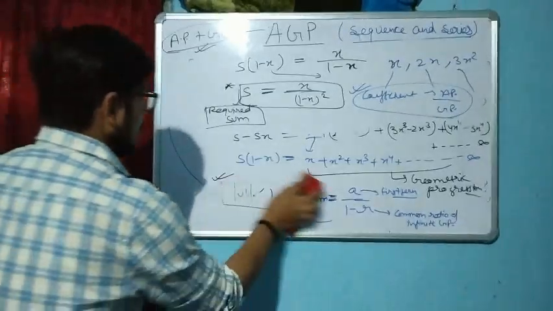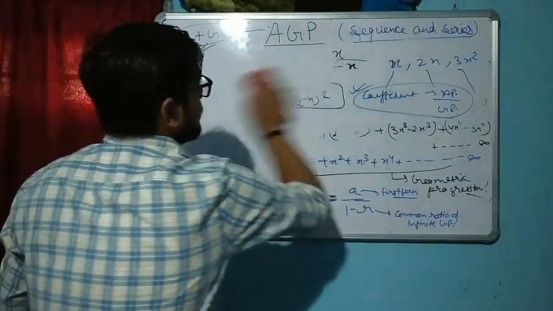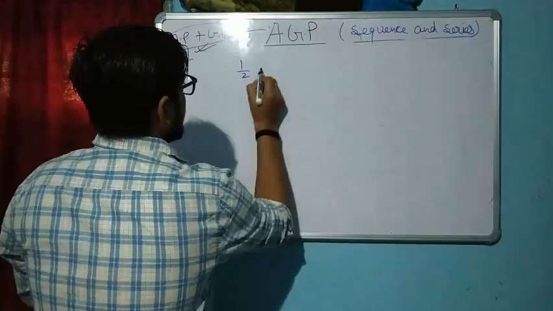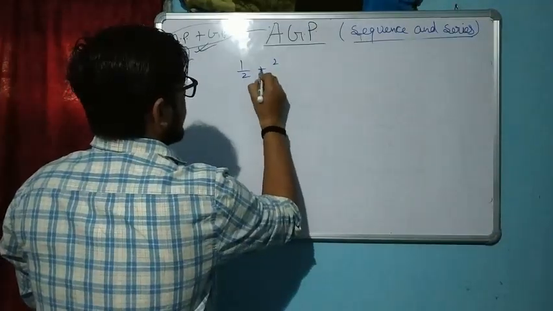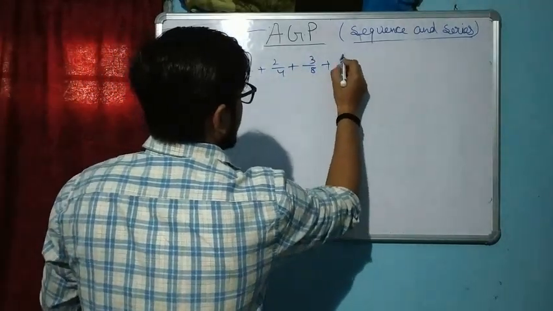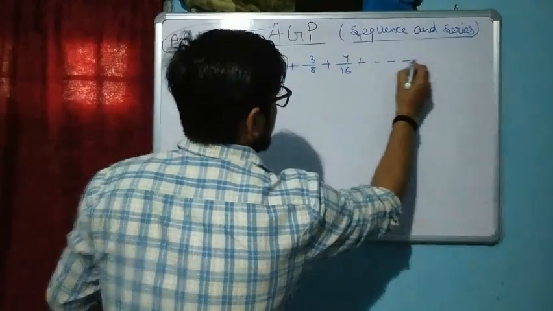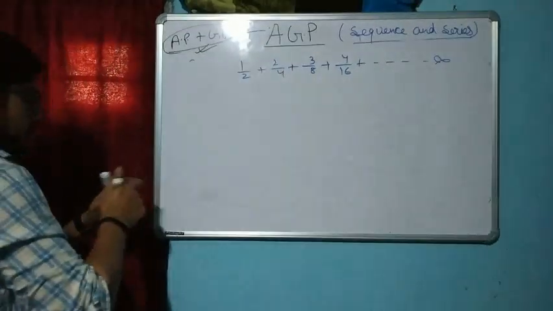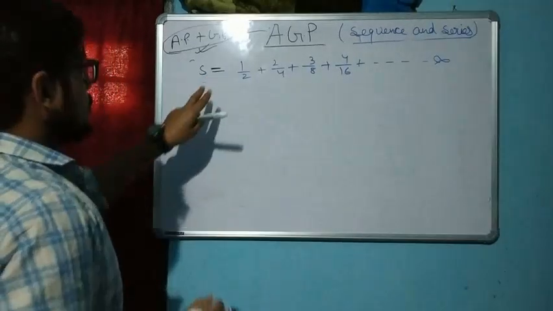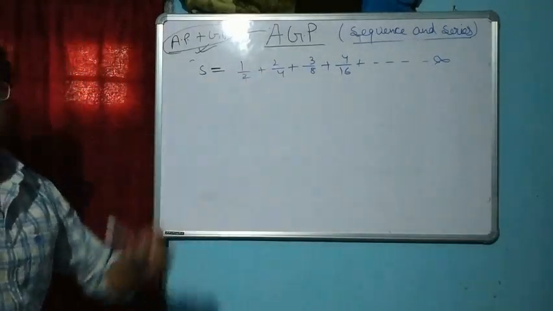So let us move on to a question and try to find out the summation. We need to find this: 1/2, 2/4, 3/8, 4/16 up to infinity. So this is basically the series. We need to find the summation of this given series.